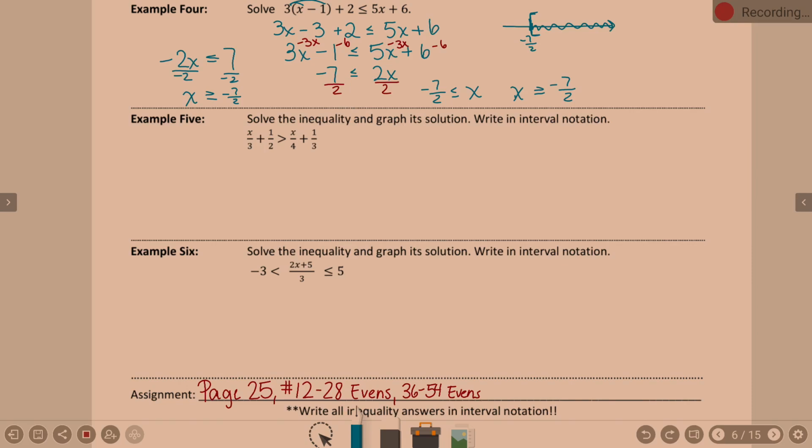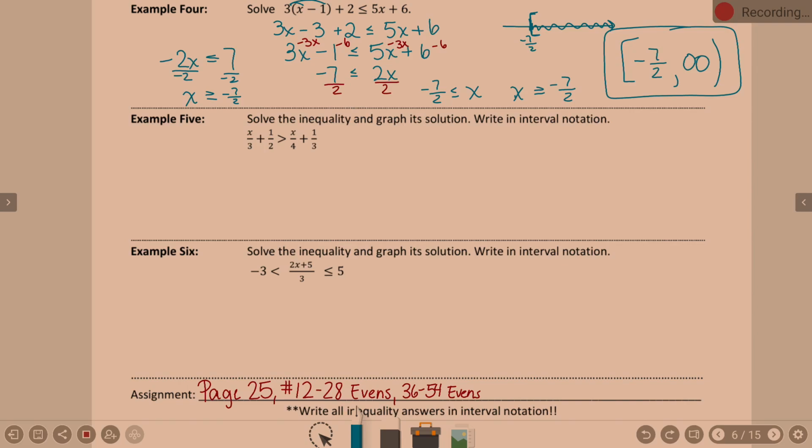Interval notation. Where does my shaded interval start? It starts at negative 7/2 with a parenthesis or bracket? Bracket, because it's equal to. Comma. How far does my shaded interval go? It's going infinitely right, so that's positive infinity. Infinity always uses parenthesis. I'm looking for that answer right there.